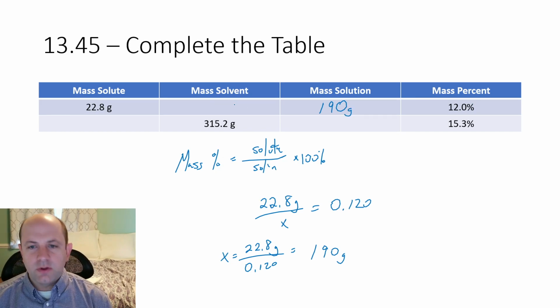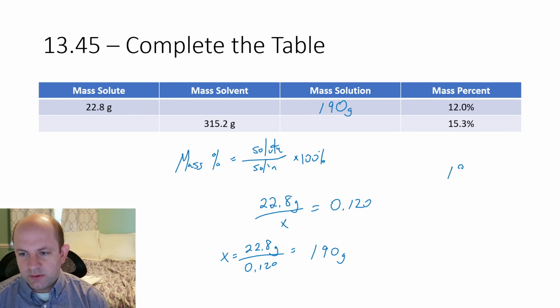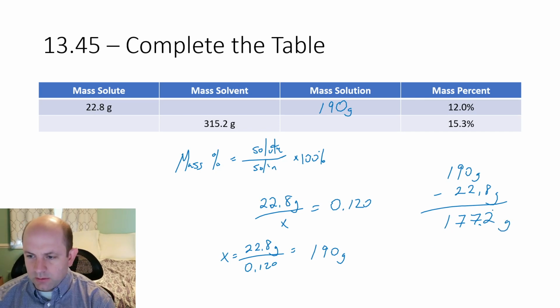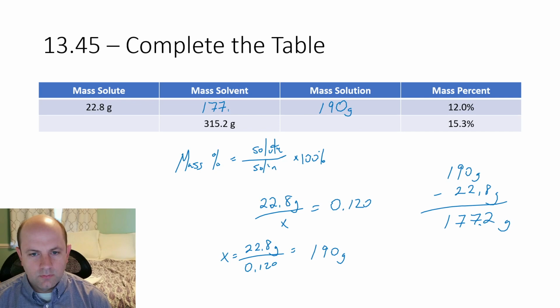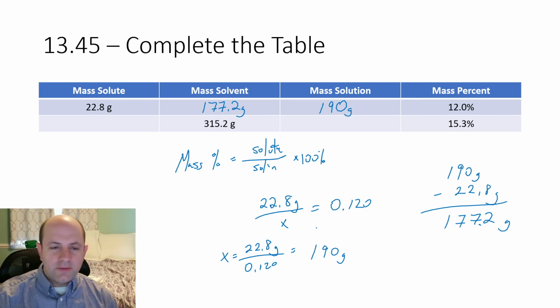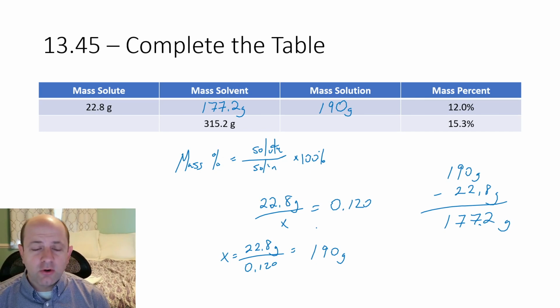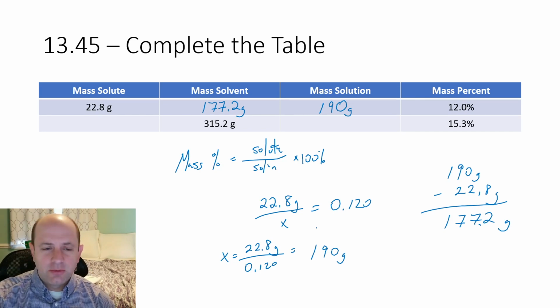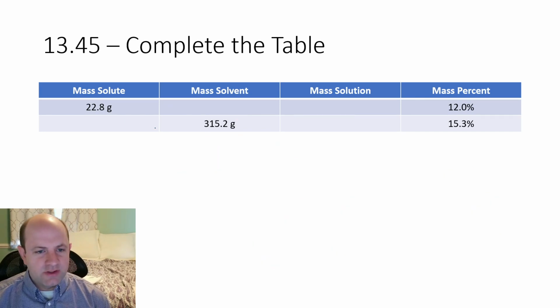But then we want to get the solvent. Well, the solution is the solute and the solvent together. So to find that one, we say it's 190 all told, and we subtract off 22.8 grams. And so we'll get 177.2, and that will be that answer. Okay, so that's how you would do that first one. It's a little straightforward. The second one I picked out because this is often the hardest one to figure out because of how the math works. It's a little bit more annoying with the algebra, so we'll just kind of reset there.